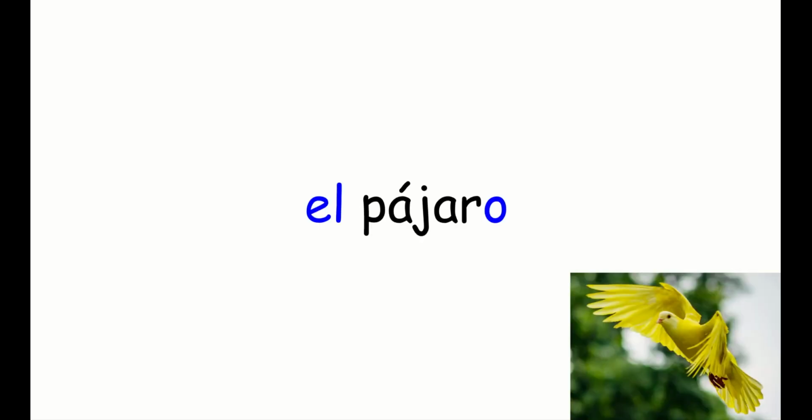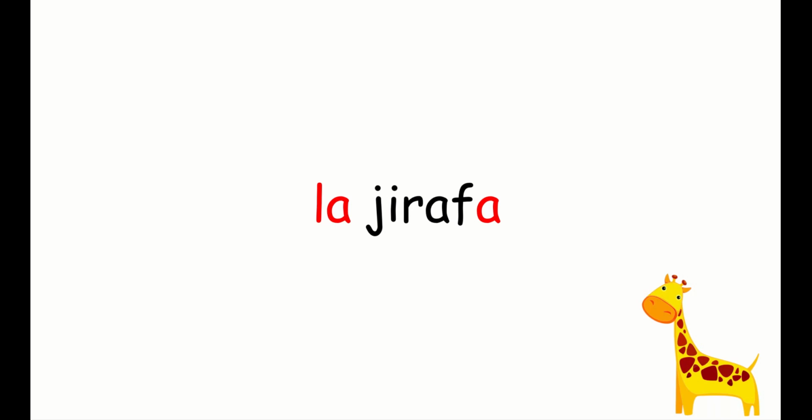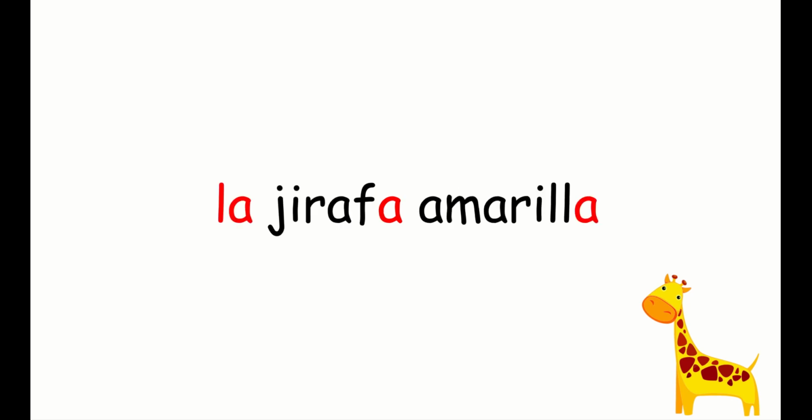So el pájaro is a masculine noun. If we want to describe this bird as yellow, we're going to put a masculine adjective after it. Amarillo, we change the ending to an O, which is masculine. El pájaro amarillo, the yellow bird. On the other hand, if it's feminine, we need to change the adjective to a feminine adjective. La jirafa is a feminine noun, so when we describe this jirafa as yellow, we're going to change the ending of the adjective to an A. So we've got la jirafa amarilla instead of amarillo because jirafa is feminine.